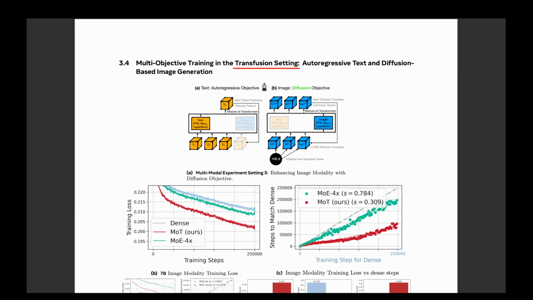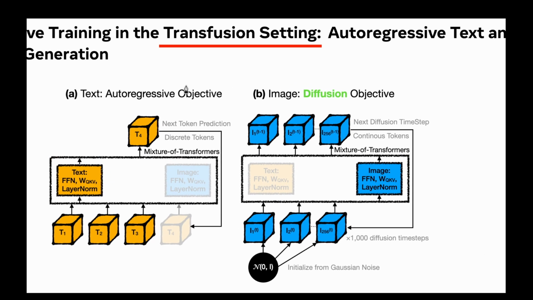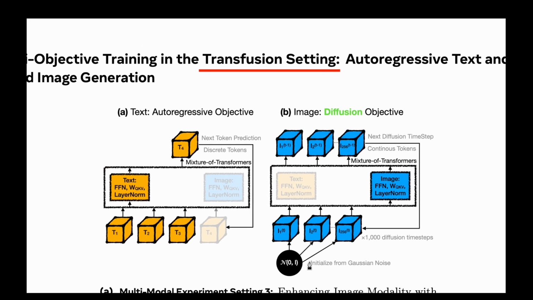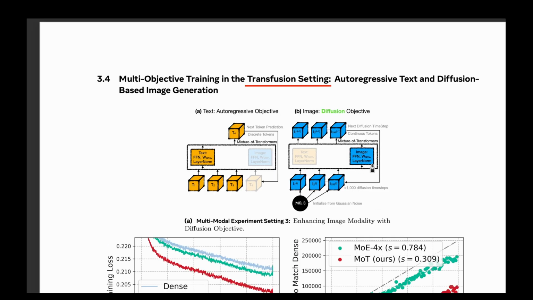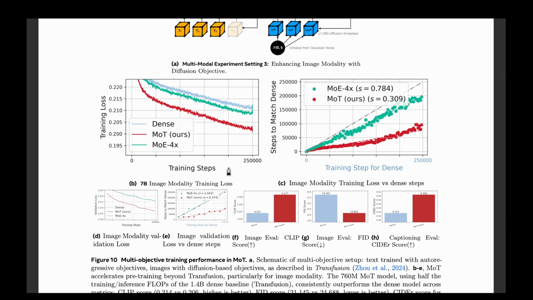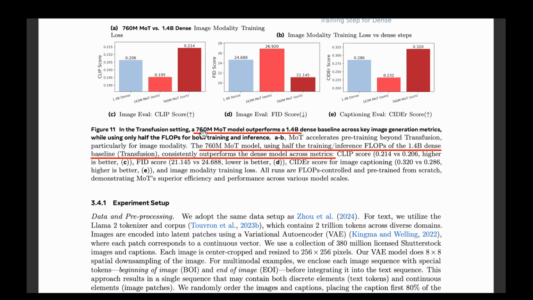Third and last setting is that of transfusion setting, where we have the autoregressive objective for the text, but we have the diffusion objective for the images. So we feed a Gaussian noise to the input, and we go through 1000 diffusion steps in order to arrive at the generated output. And we compute the diffusion loss rather than the autoregressive loss. In terms of the performance, we could see that even in this setting, the MoT model converges very fast compared to that of the dense model or the mixture of expert 4x model. One of the surprising findings is that the 760 million MoT model outperforms the 1.4 billion dense baseline model.